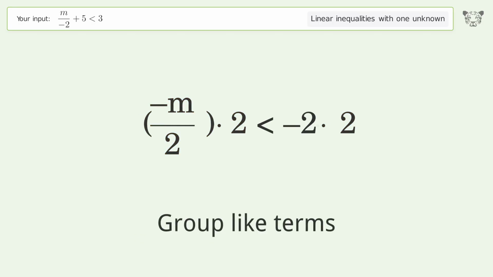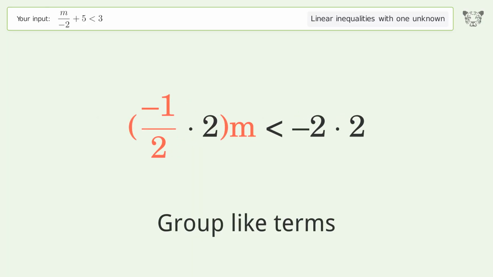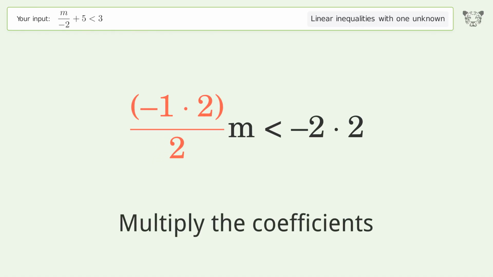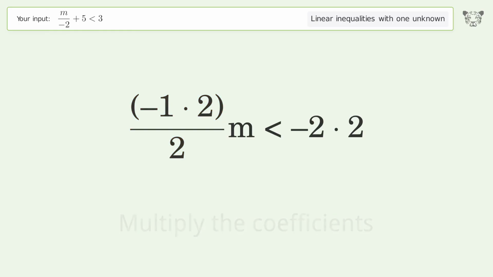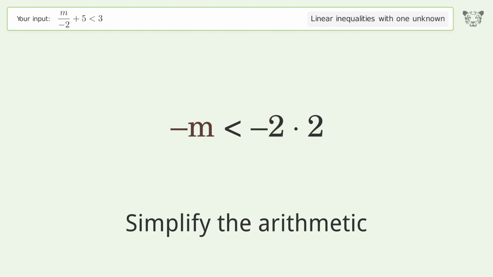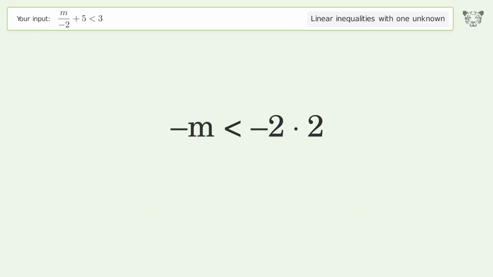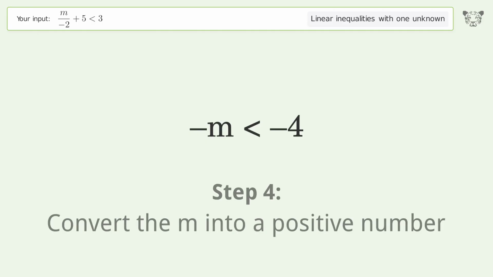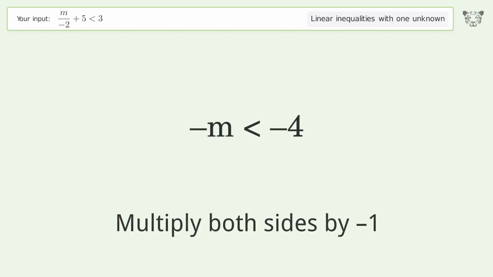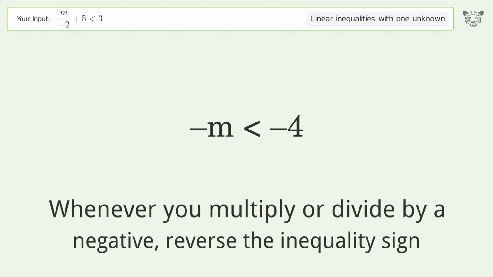Group like terms. Multiply the coefficients. Simplify the arithmetic. Convert the m into a positive number. Multiply both sides by -1. Whenever you multiply or divide by a negative, reverse the inequality sign.